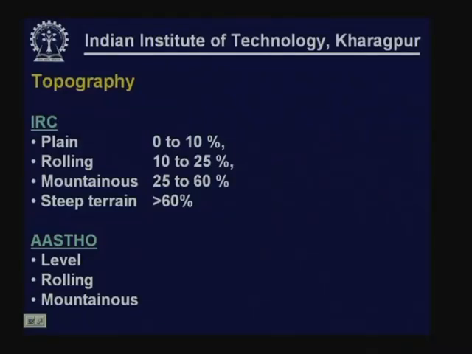The American Association of State Highway and Transportation Officials also classify terrains as level terrain, rolling terrain and mountainous terrain. So, in brief, there is a need to classify terrain. The number of groups used may vary from one place to another, and also the way terrain is classified may vary from one place to another. But whatever way we take, terrain is classified, and accordingly most of the time different design speeds are specified for different terrain conditions.